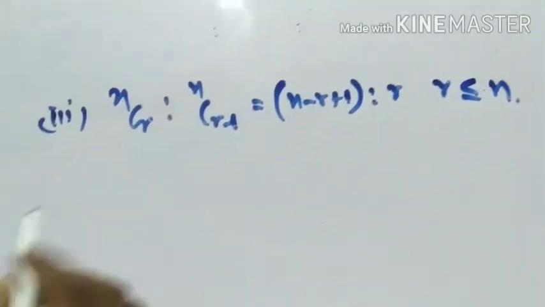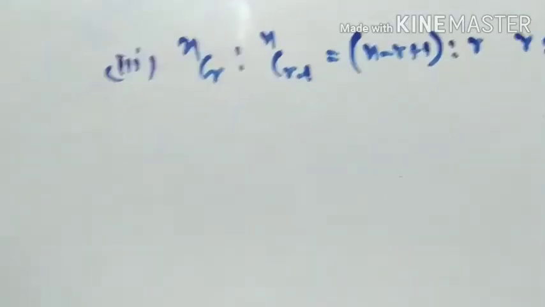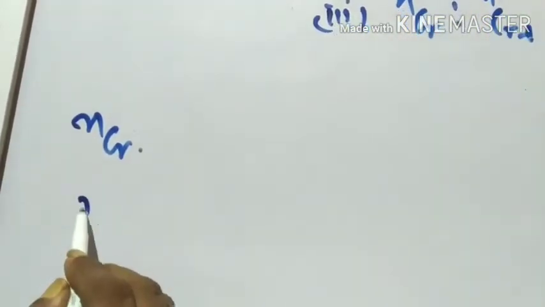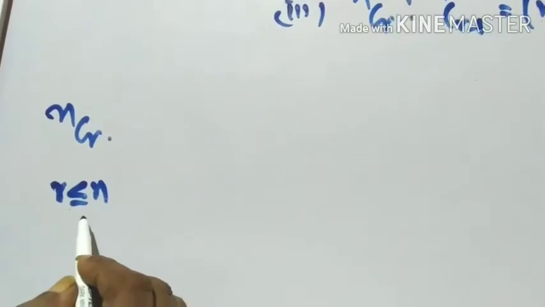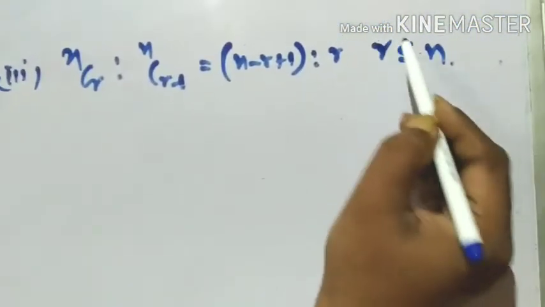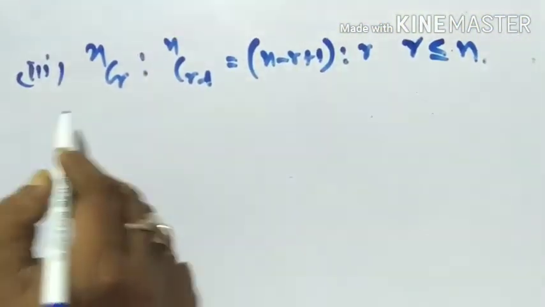You must remember that in the formula nCr, this r is always less than or equal to n. r cannot be greater than n. So this condition has been written here in the question. Now I am going to solve it from the left hand side.